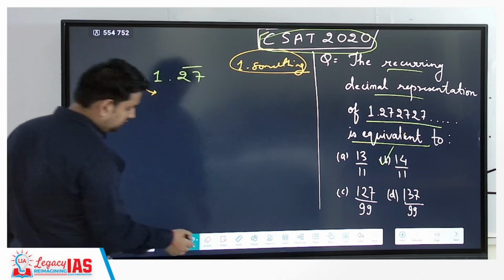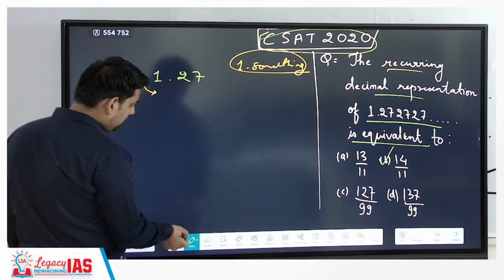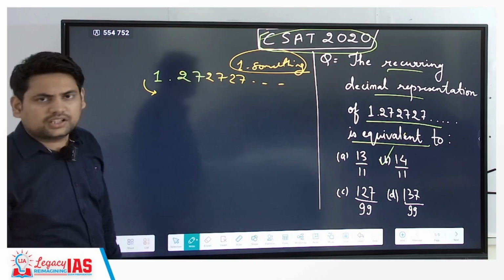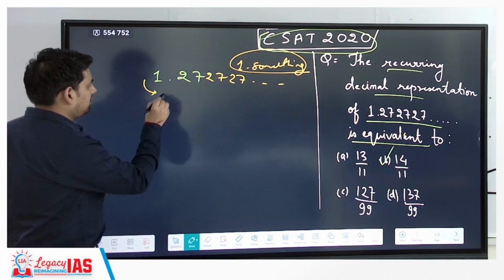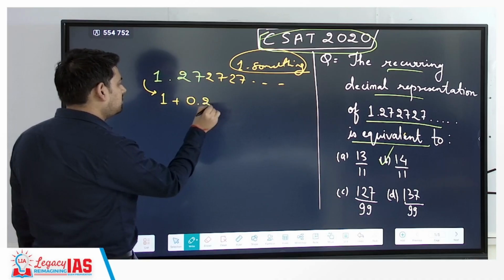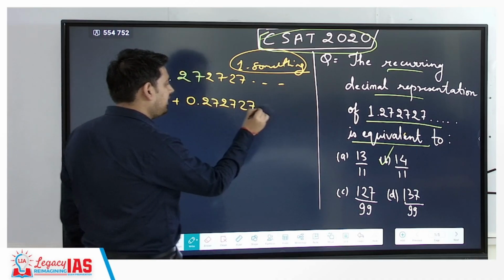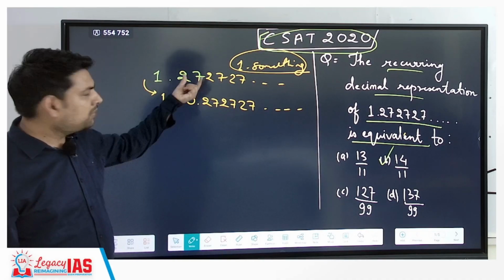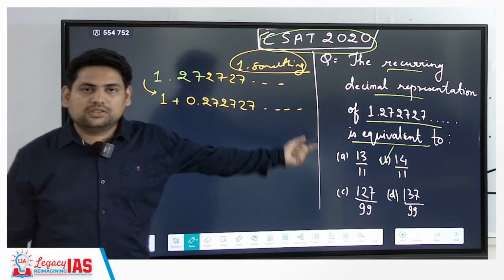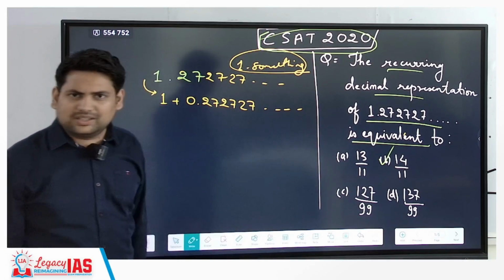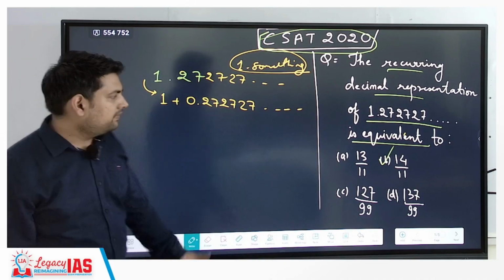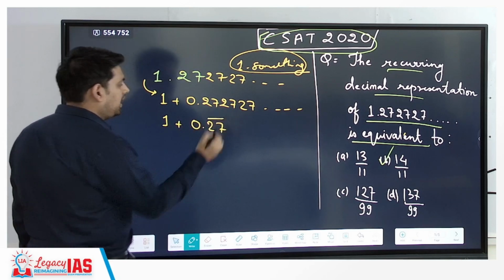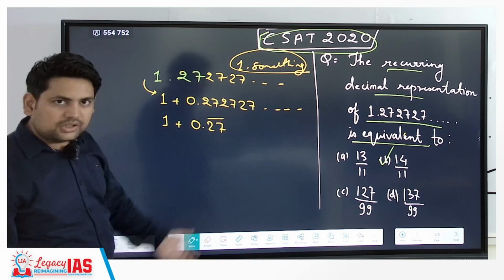First remove R. Let's say it is written like this: 27, 27, 27. Now can I not write it like this: 1 plus 0.272727 and goes on like this? Correct? You can always write a number like this. So if it was 2 point this, I would write 2 plus 0.27272727. Simple. So first you do this. Now this can be written as 1 plus 0.27 bar. Simple. 1 plus 0.27 bar.